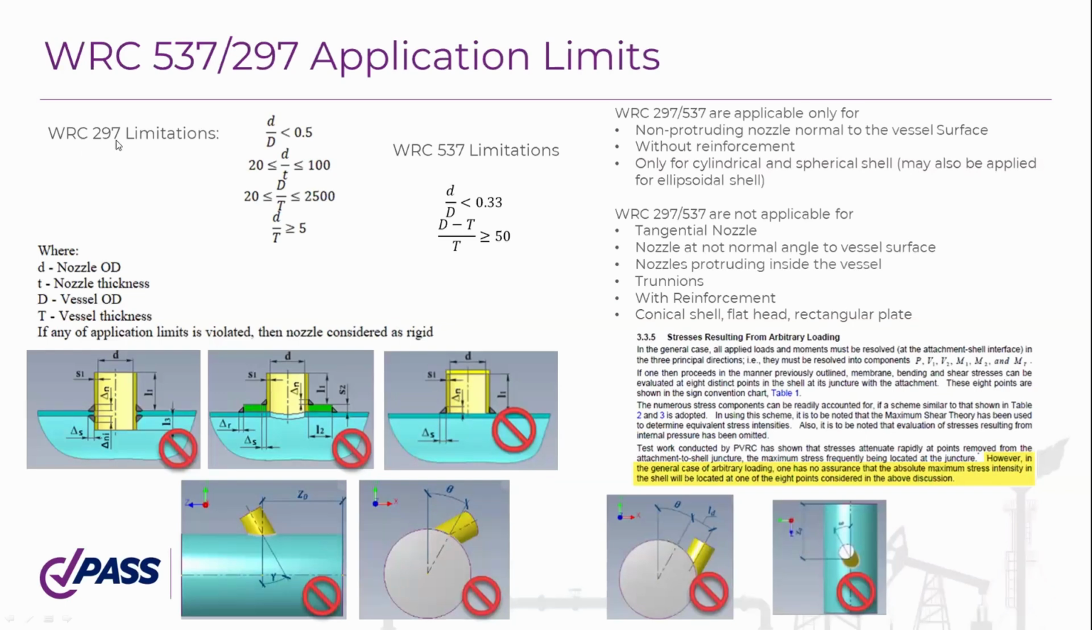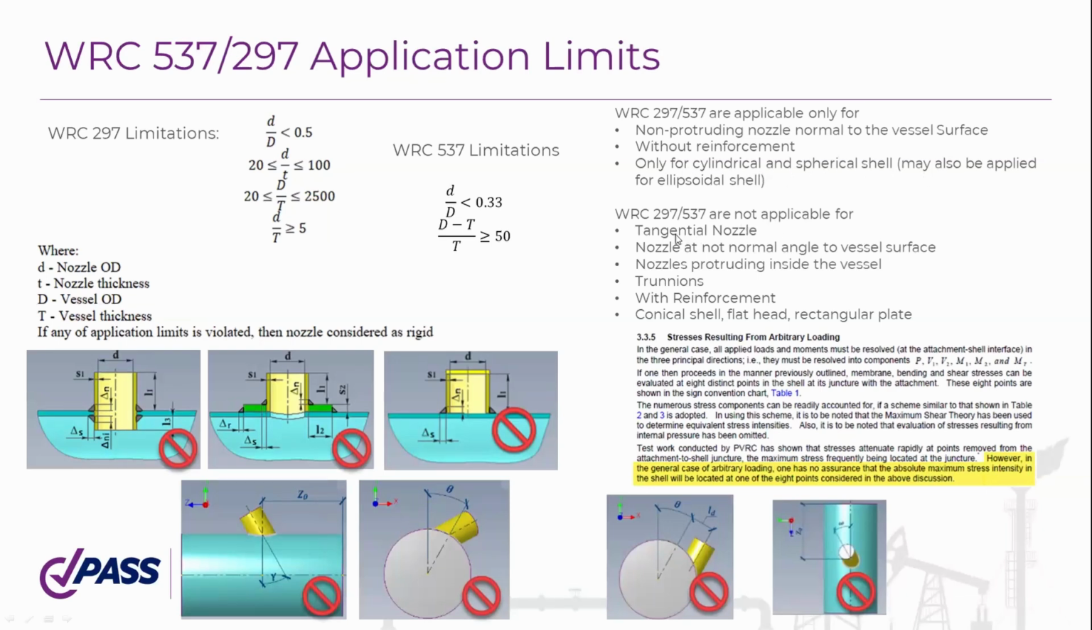The WRC 297 and 537 codes have a lot of limitations. You can see them here. There are some ratios between diameters and wall thicknesses, and also there are other limitations. For example, those codes can be applied only for non-protruding nozzles, for nozzles without reinforcement, and only for cylindrical and spherical shells.